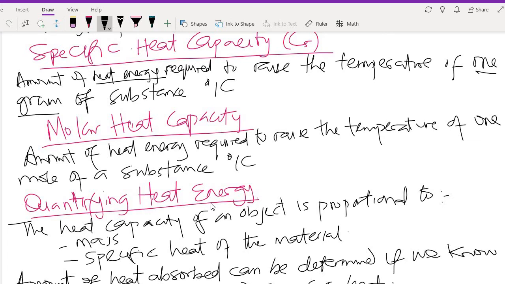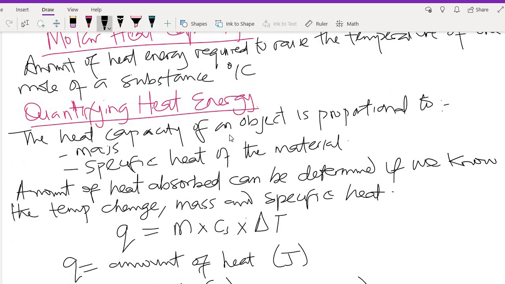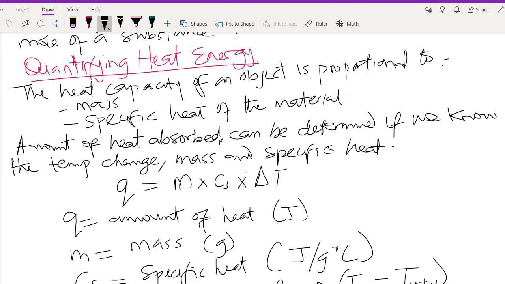We can quantify this heat energy. The heat capacity of an object is proportional to its mass and the specific heat of that material. The amount of heat absorbed can be determined if we know the temperature change, mass, and specific heat. This relationship is given as Q equals M times the specific heat times temperature change.